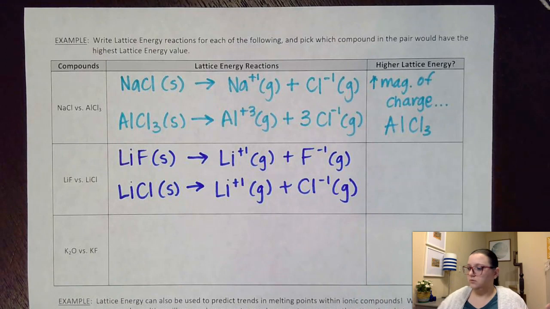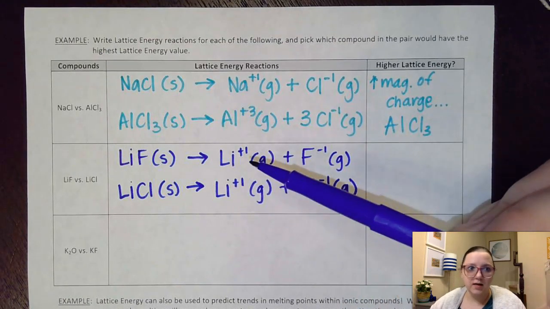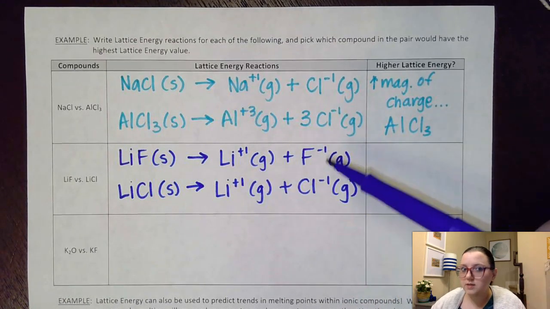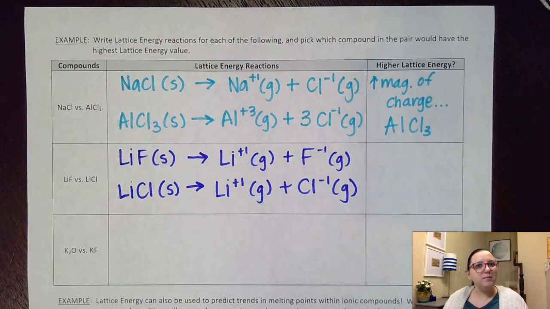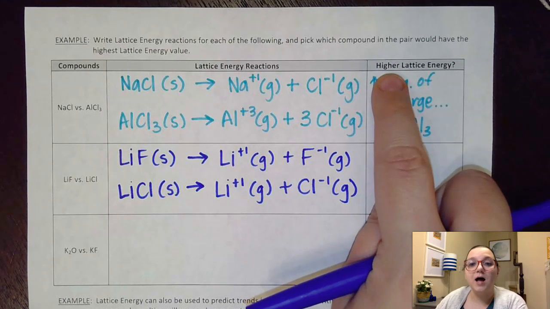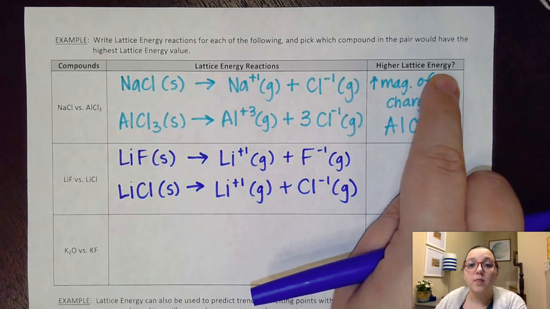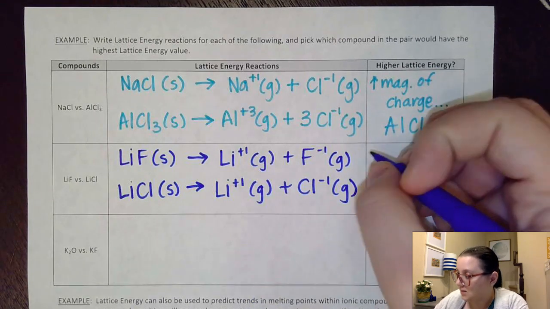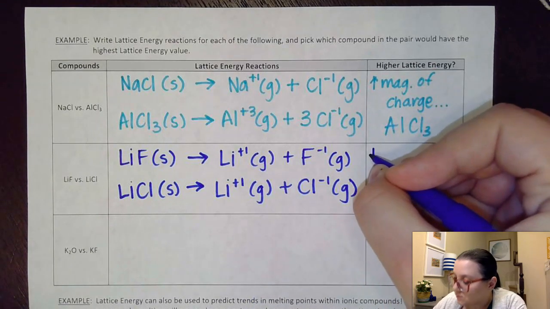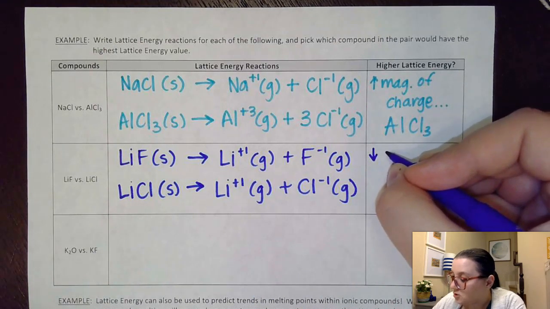So here's the deal. Lithium's obviously the same ion, so that has the same magnitude of charge. These two ions also have the same magnitude of charge. So what that means is I can't use magnitude of charge here to justify which has a higher lattice energy. So this is now where I'm going to have to think about the internuclear distance. As a reminder, if I want a higher lattice energy, I need stronger attractive forces, so I need the one with the smaller internuclear distance.